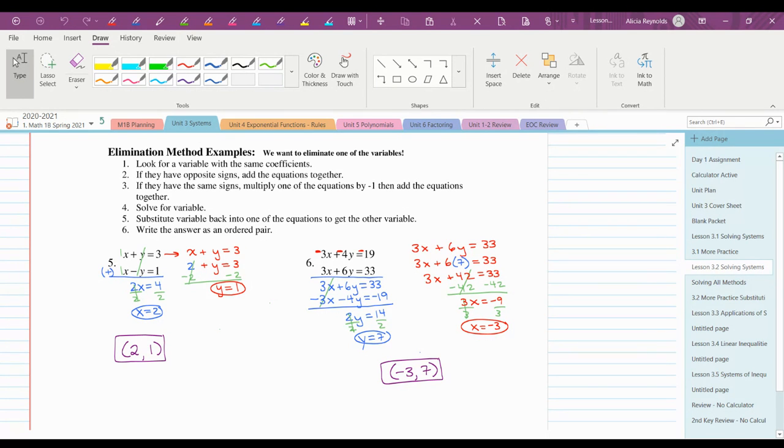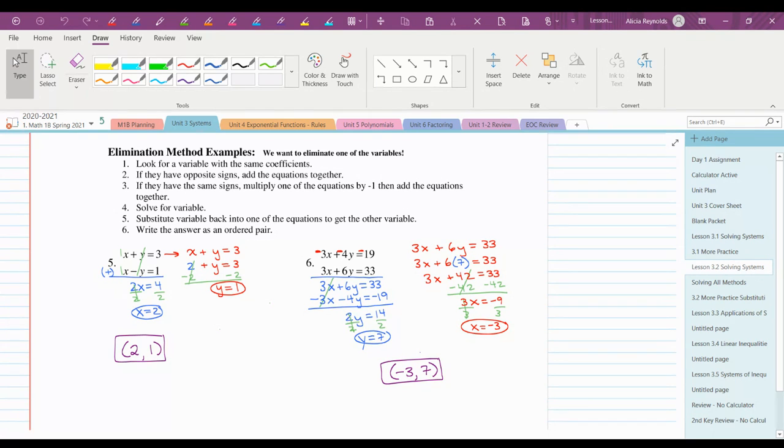So I divide by 2 on both sides to find x equals 2. Then I'm going to use x equals 2 to find y. So if x equals 2, that means that 2 plus y equals 3. So when I subtract 2, I find that y equals 1. So my ordered pair solution is (2, 1).